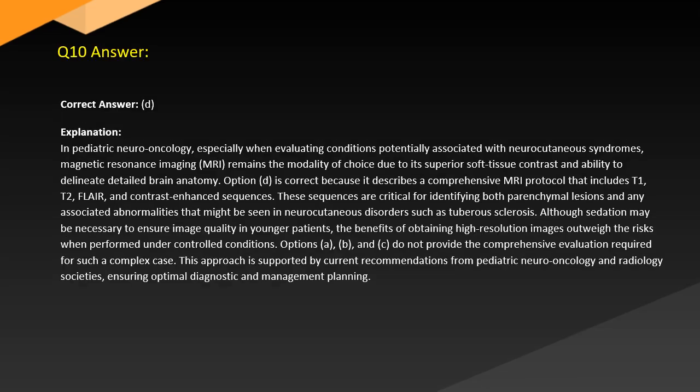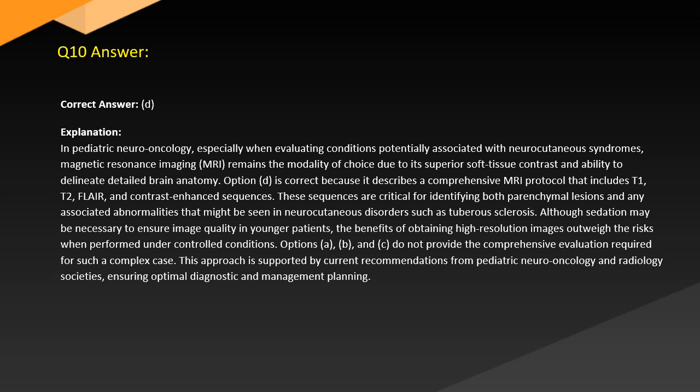Answer. Correct answer D. Explanation. In pediatric neuro-oncology, especially when evaluating conditions potentially associated with neurocutaneous syndromes, magnetic resonance imaging (MRI) remains the modality of choice due to its superior soft tissue contrast and ability to delineate detailed brain anatomy. Option D is correct because it describes a comprehensive MRI protocol that includes FLAIR and contrast-enhanced sequences.